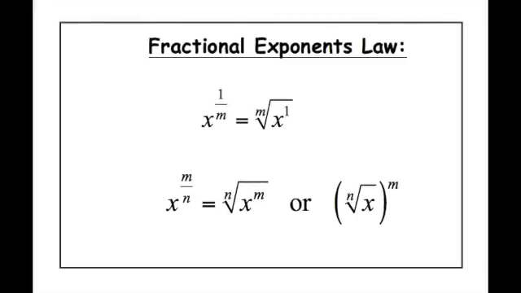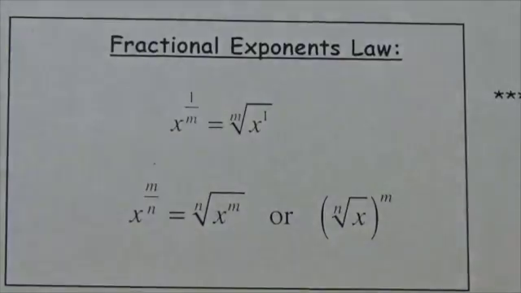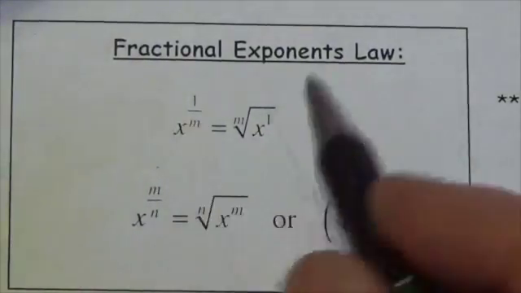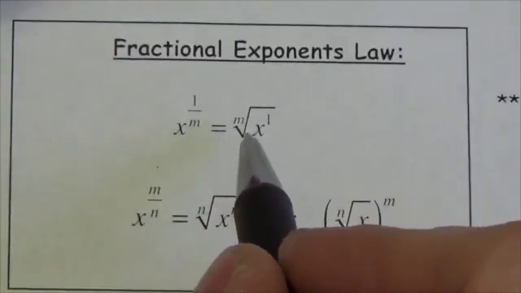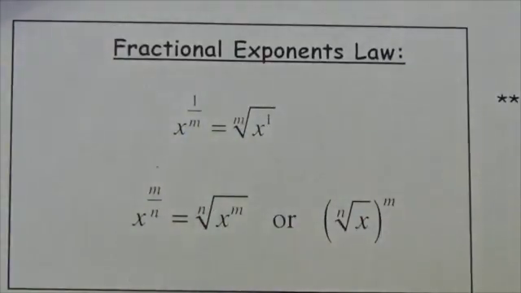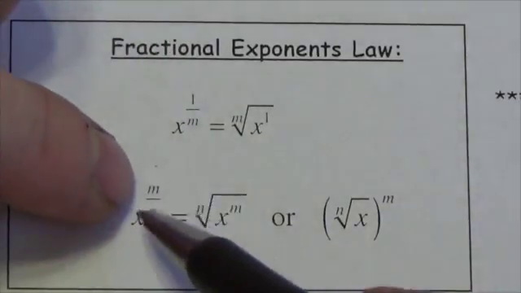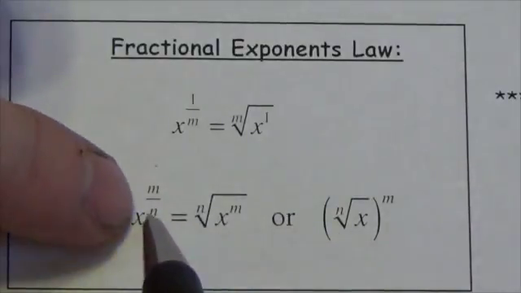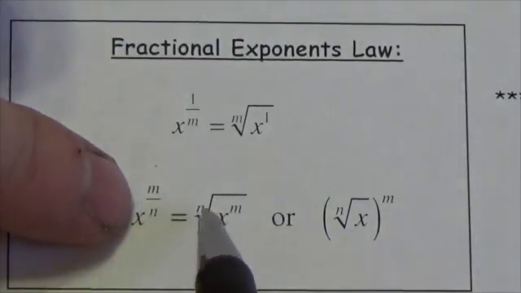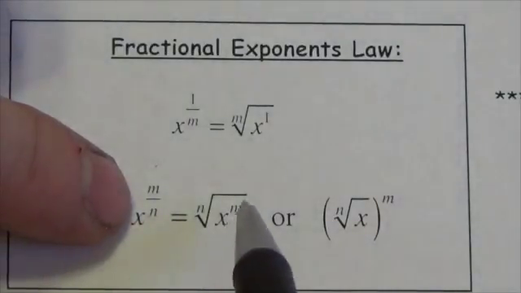The fractional or rational exponents law. All right, now let's try to remind you what goes on here when you've got fractional exponents. When you've got x to the power of 1 over m, that becomes the mth root of x. Or another way of saying that, if you've got x to the power of this rational exponent, m over n, that is the nth root. The denominator becomes the root index, and the m is going to become the exponent on that power there.